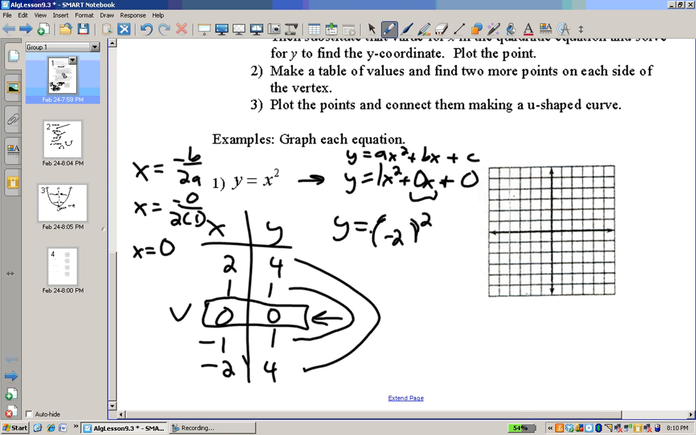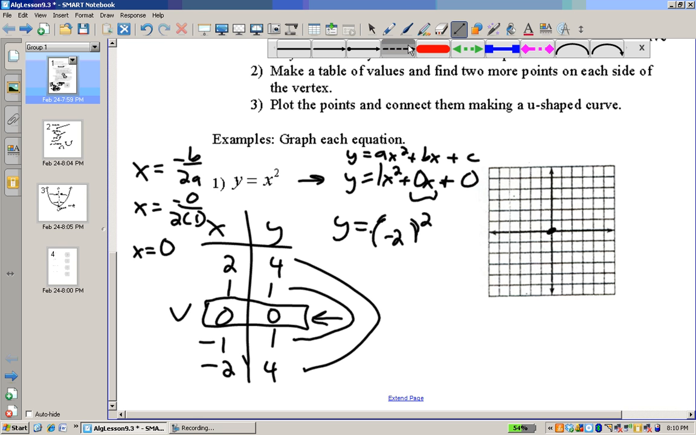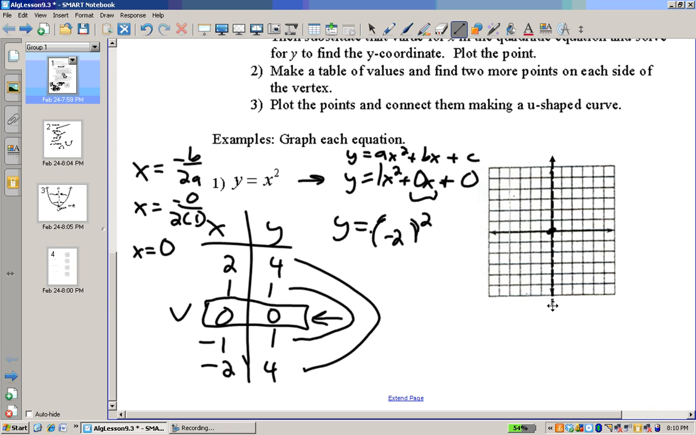I'll go ahead and graph this. 0, 0. There's also going to be a line of symmetry right there. It's going to break these two halves apart. 1, 1. Negative 1, 1. 2, 4. And you notice I could just count 1, 2, 1, 2, and that gives me my other point, negative 2, 4.